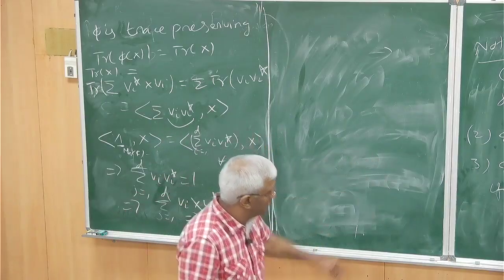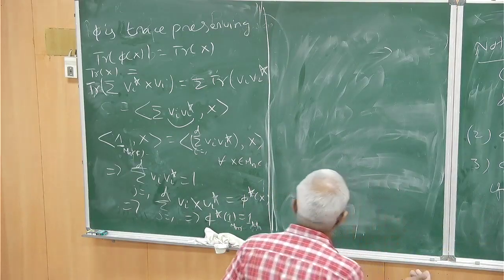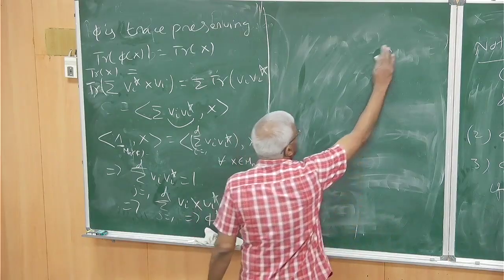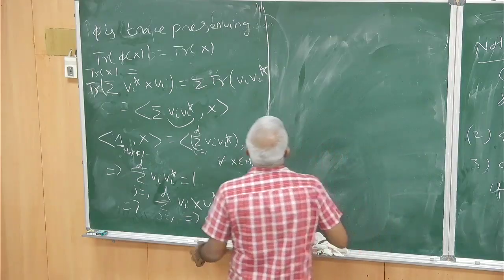So we proved this. If phi is trace preserving, if and only if phi star, the adjoint, is unital. The adjoint takes identity to identity. So, definition.